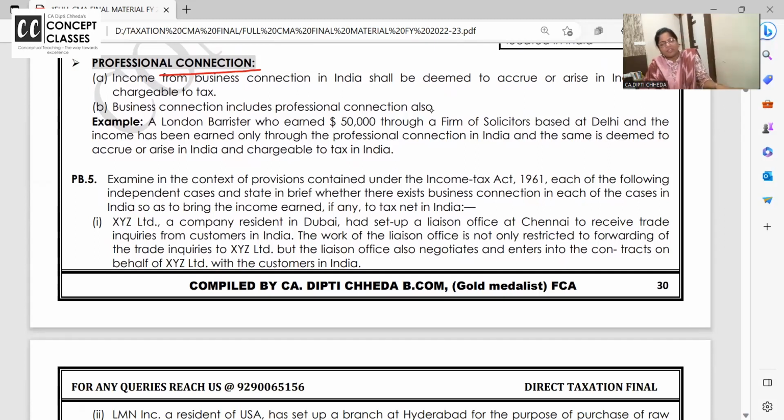इंडिया में आपका प्रोफेशनल कनेक्शन भी हो सकता है. Like someone is a London barrister who earned $50,000 through a firm of solicitors based in Delhi. इंडिया में दिल्ली में किसी ने उनको इनवाइट किया, please come and give your services here. So is he liable to pay the tax in India?